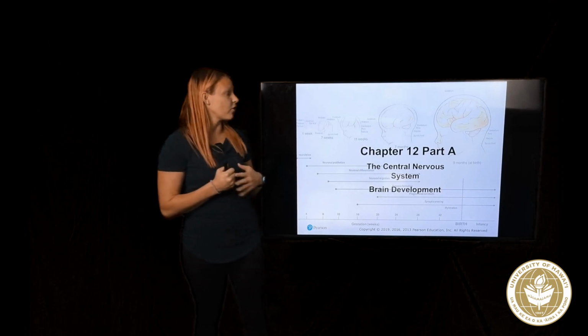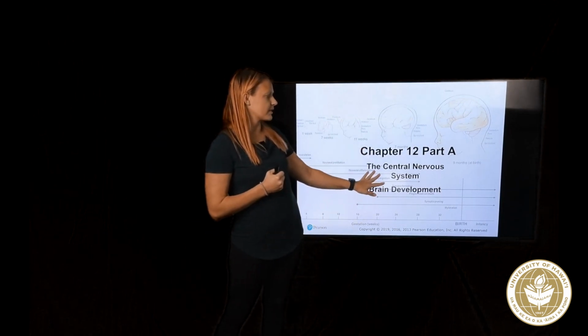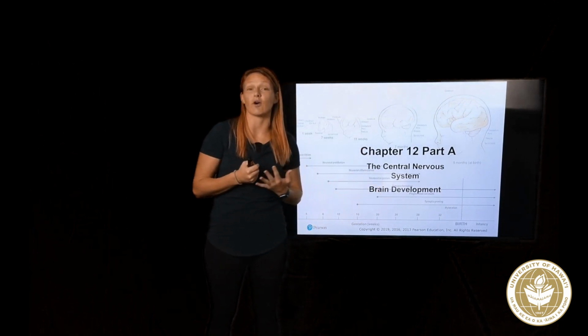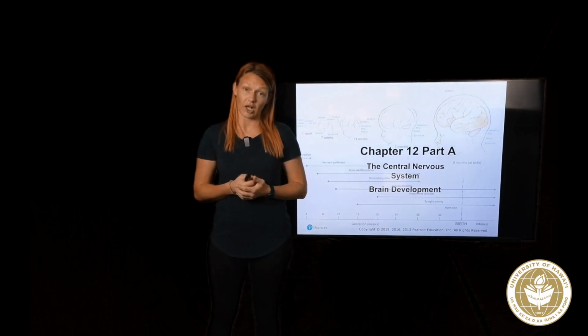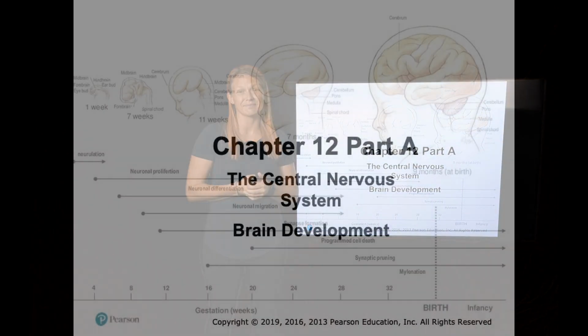So this is chapter 12, part A. We're going to be talking about the central nervous system. Today we're going to be focusing on brain development, and then we'll go into some of the anatomy and physiology of the brain as well.